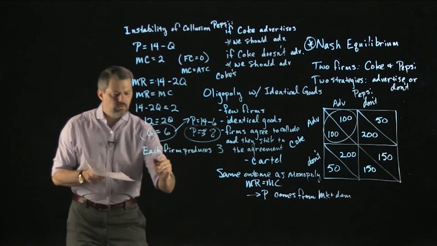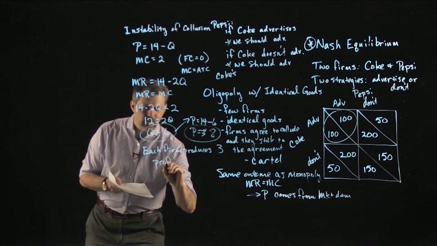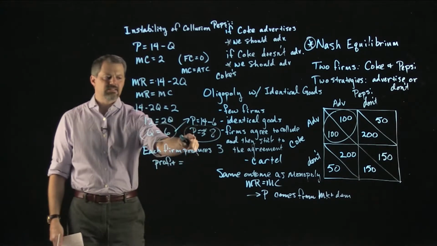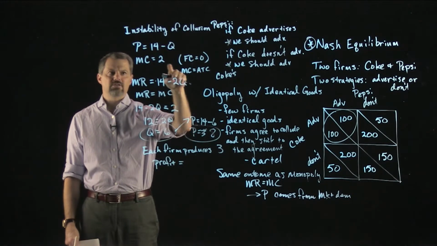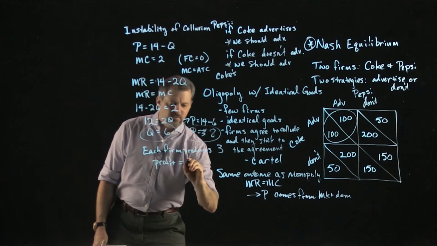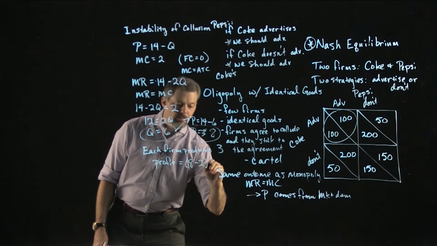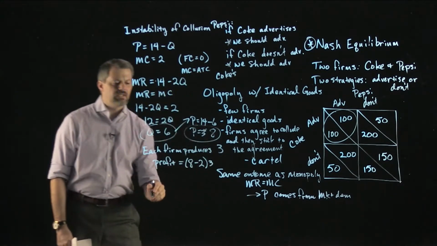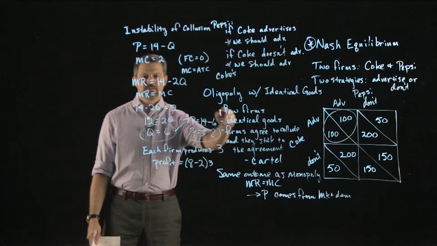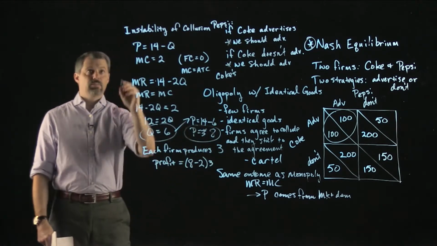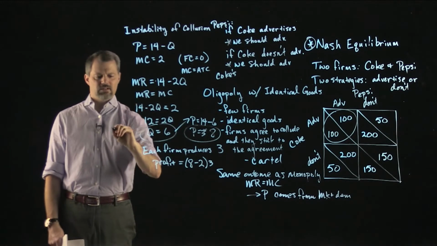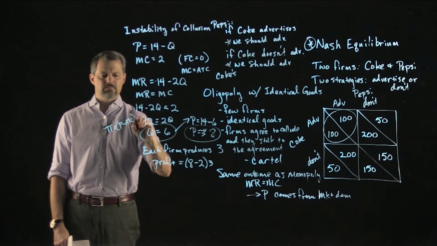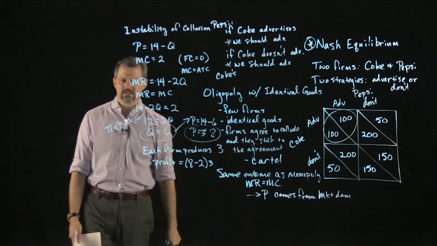And so let's figure out what their profit is going to be. Profit is going to be the price minus the average total cost, which is 2, so it's going to be 8 minus 2 multiplied by the quantity that they are producing. Profit is equal to price minus average total cost multiplied by Q. That's all I'm doing right there.